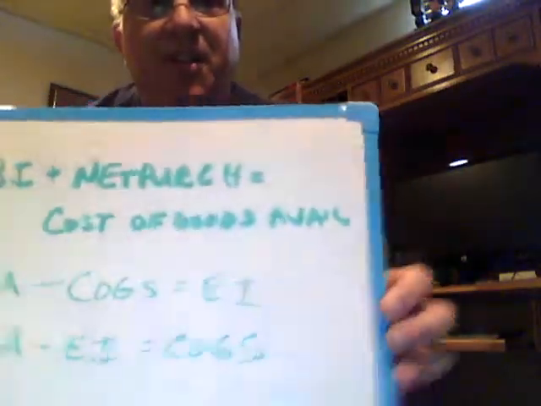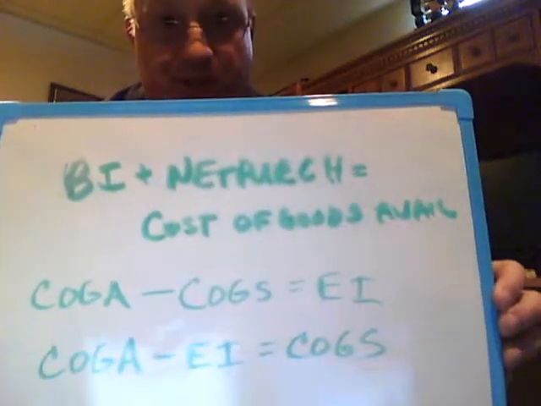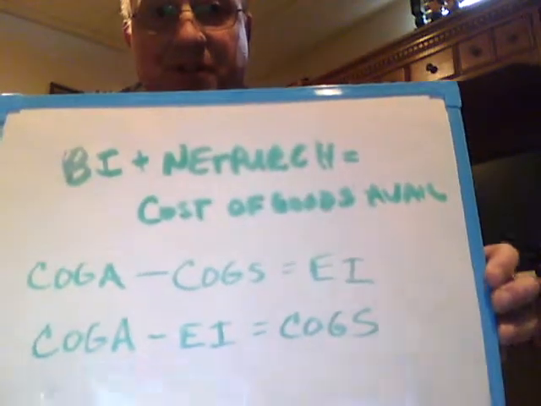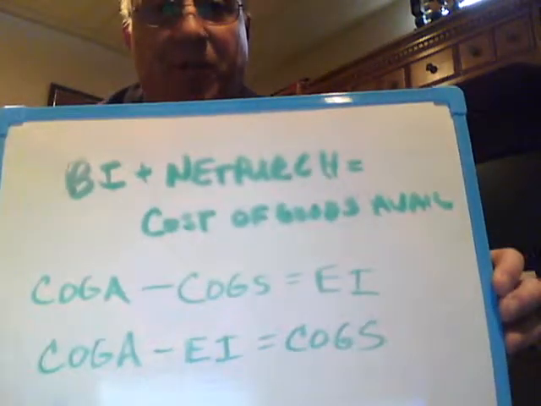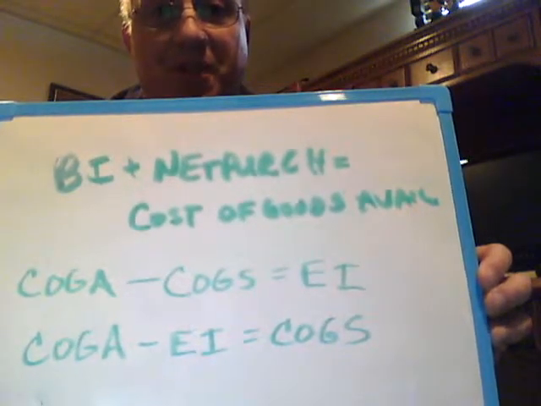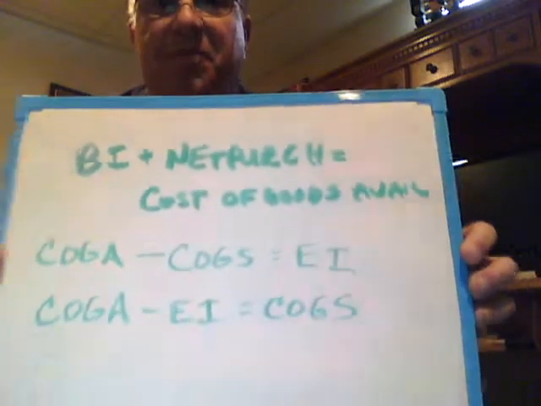On slide 48, it seems like we had this slide earlier. Again, it's based on the formula beginning inventory plus purchases minus ending inventory equals cost of goods sold, or beginning inventory plus purchases minus cost of goods sold equals ending inventory. Revert back to this where we were talking about beginning inventory plus net purchases equals the cost of goods available for sale, and then further cost of goods available minus cost of goods sold equals ending inventory, or cost of goods available minus ending inventory equals cost of goods sold.